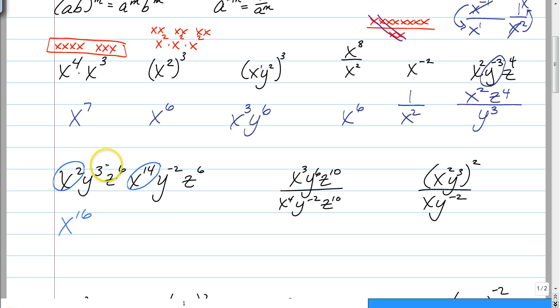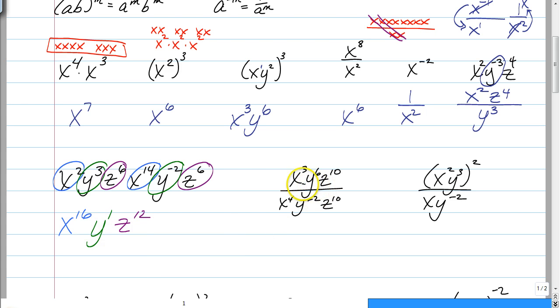And then we're going to look at our y's. We have y cubed and y to the negative 2. So 3 minus 2 is 1. It's still positive, so it stays upstairs, and you're done. The last one, we have z to the 6th and 6 more z's. So 6 and 6 make 12, so you get z to the 12th. And that would be your answer for this. Of course, you'd probably just write yours all in one color.